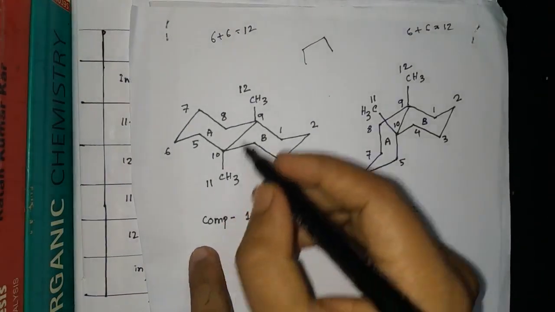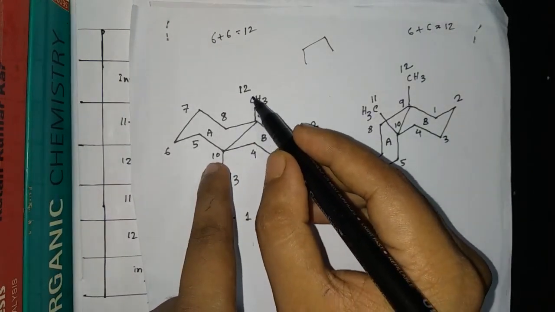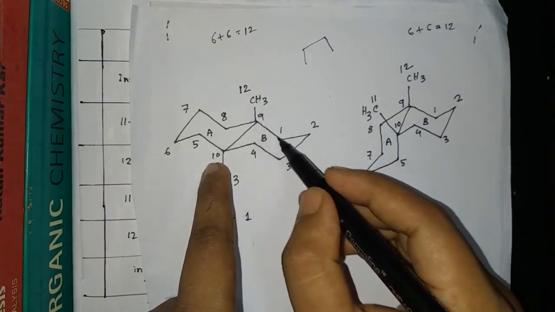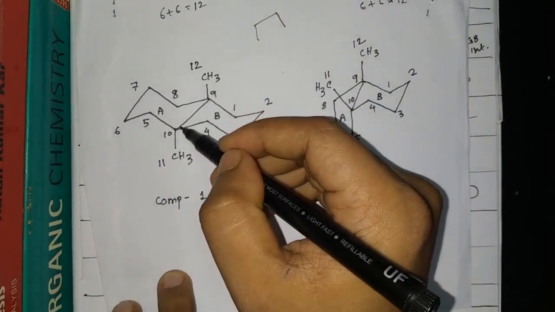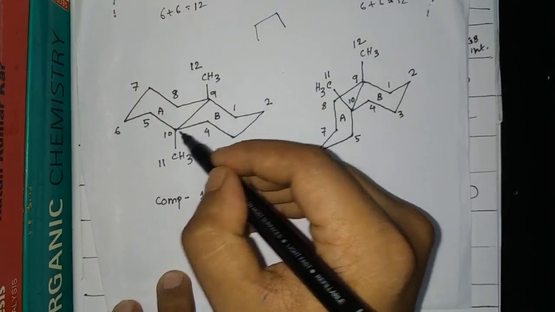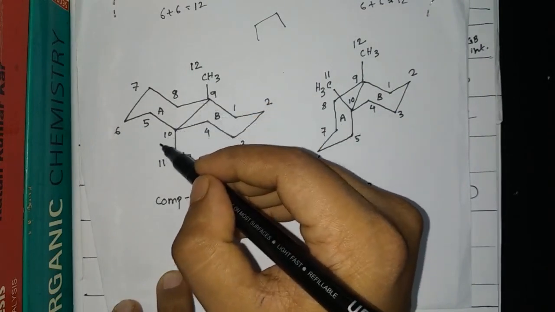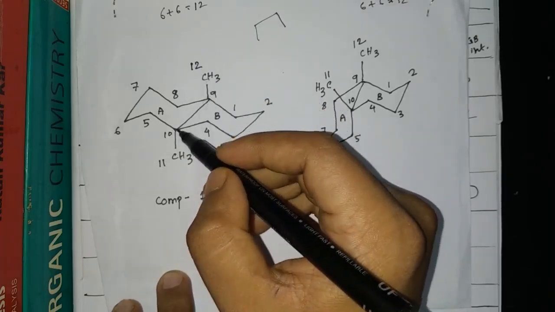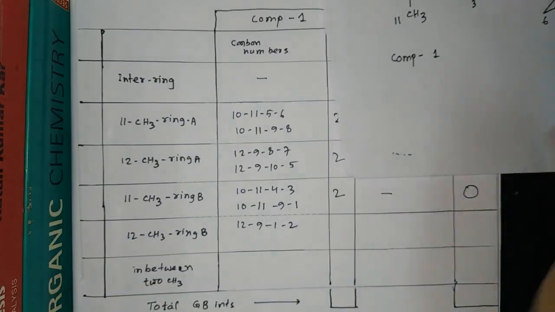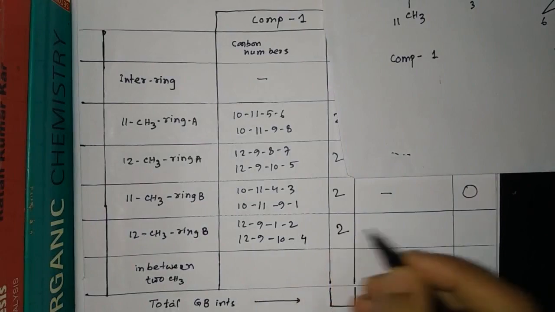Now 12 CH3 with ring B. So in compound 1, this is 12, 9, 1, 2. So this is a Gauss butane interaction. And this 12, 9, 10, 4. So this bond and this bond also have a Gauss butane interaction. If you see along that 9, 10 bond, then you can understand this 9, 12 and 4, 10. So there are 2 Gauss butane interactions for compound 1.